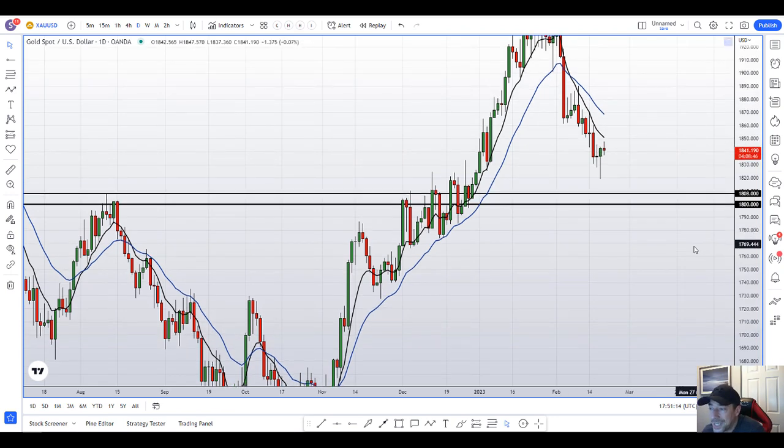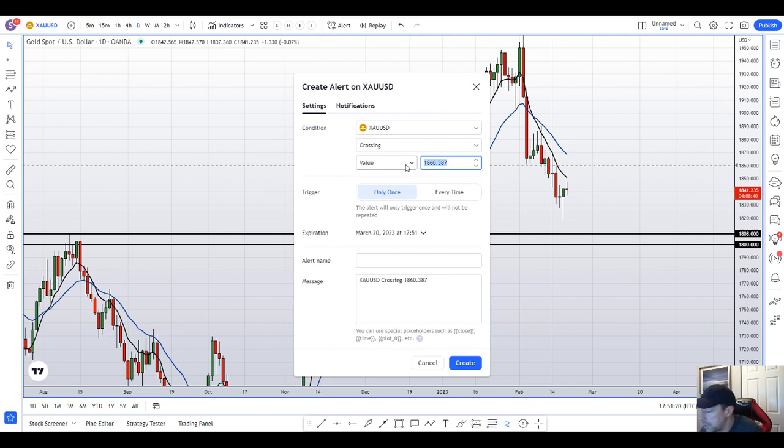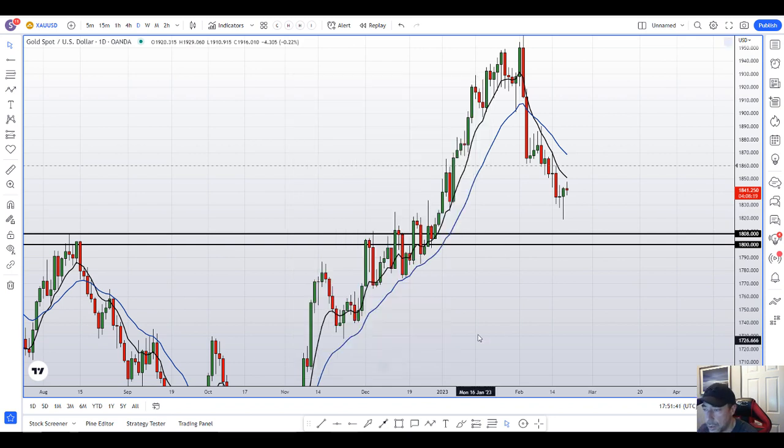So I'm actually going to set an alert here, 1860, round about there. And if price comes into that zone, then I want to know about it. So potential shorts from here. So basically I will be looking for sellers to come in from there. So gold, there we go, nice little plan there.